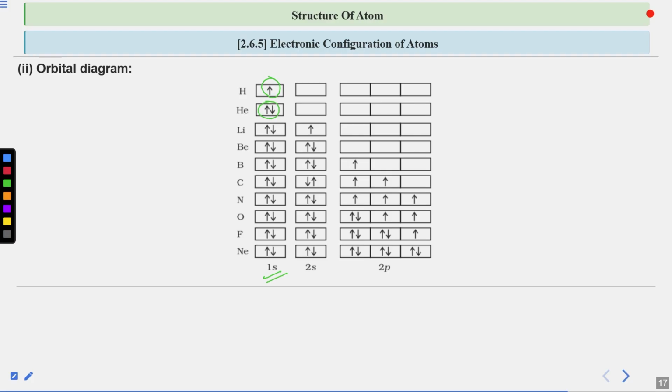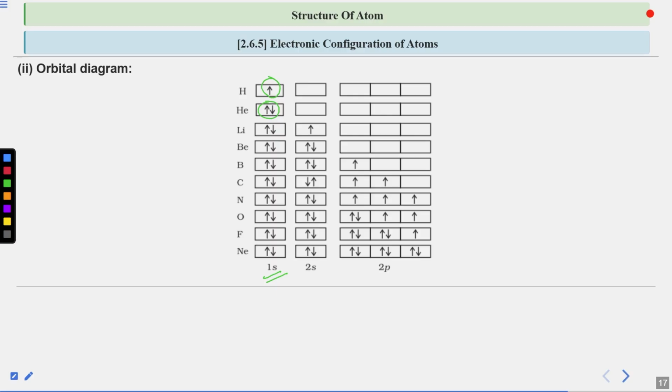Now why are we filling the 1s first? Because it has the least energy. The n plus l value for 1s is 1. Okay, so we will fill it first according to the above principle. Now, yes, you can use both of the methods. Both are true, but try to use the spdf notation. That one is much easier to use and it is more used in the books also.